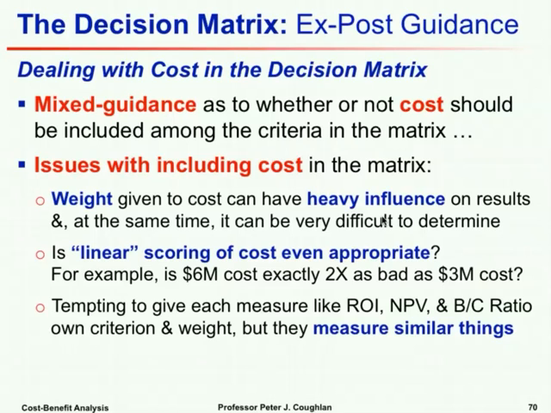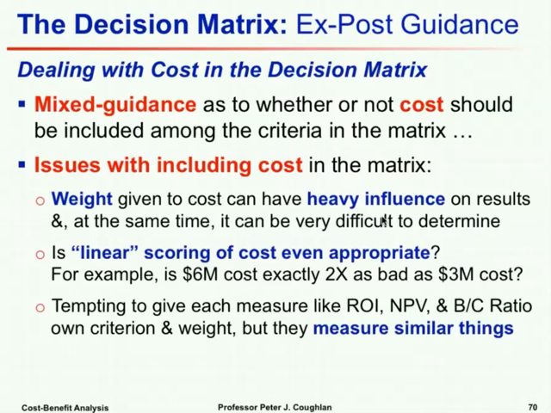So here's the issues with including the cost in the matrix. First of all, the weight given to cost can have a heavy influence on results, right? I've seen a number of examples where people pretend they're concerned about all these different criteria, but they put such a high weight on cost that in the end, the other criteria end up being irrelevant, right? It's also not necessarily clear that a linear scoring of cost is even appropriate.